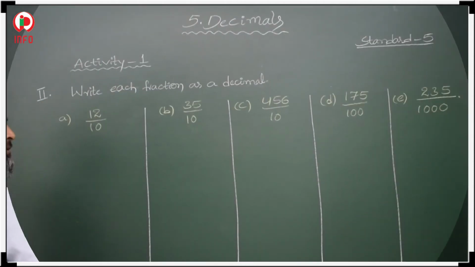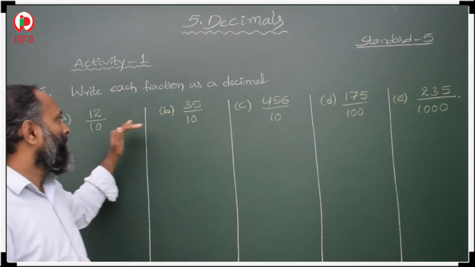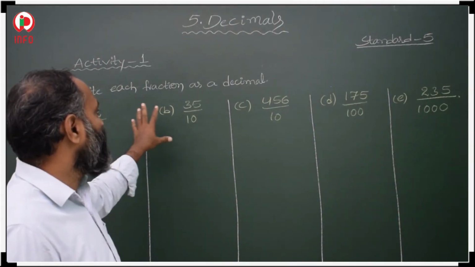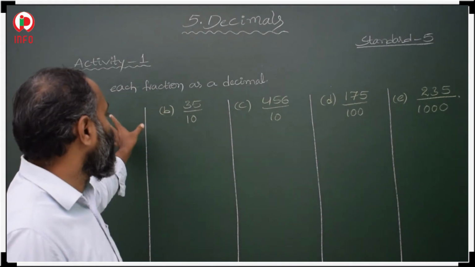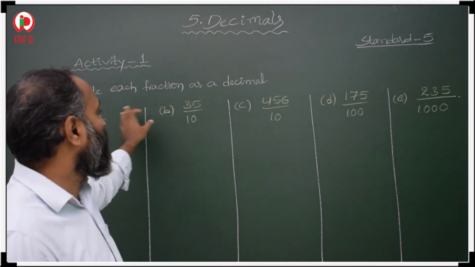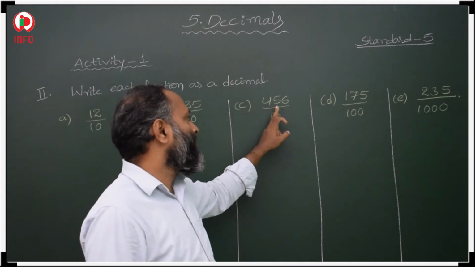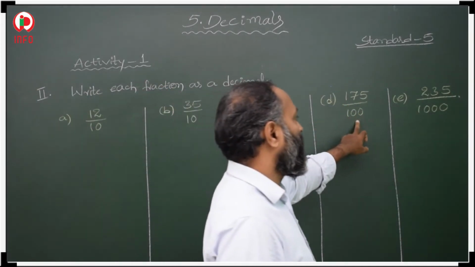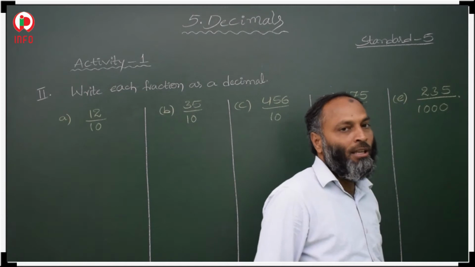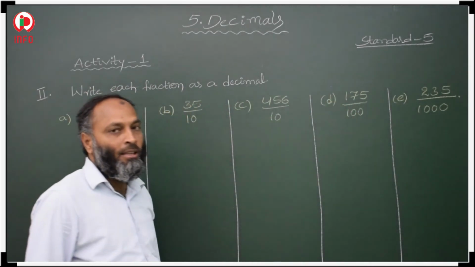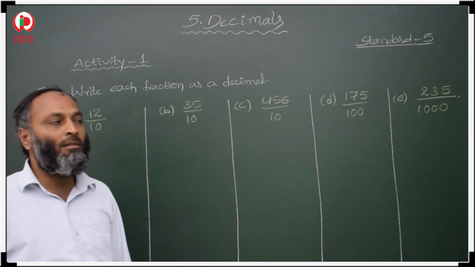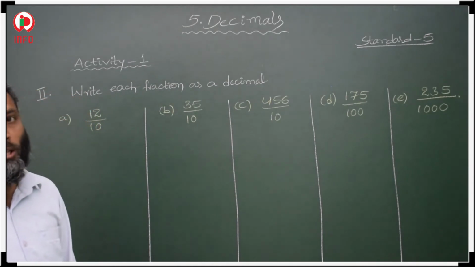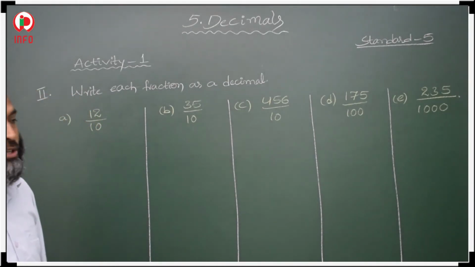Okay. Now students, some fractions are given: 12 by 10, 35 by 10, 456 by 10, 175 by 100, 235 by 1000. These fractions we have to convert into decimals. So how to convert into decimal in short?